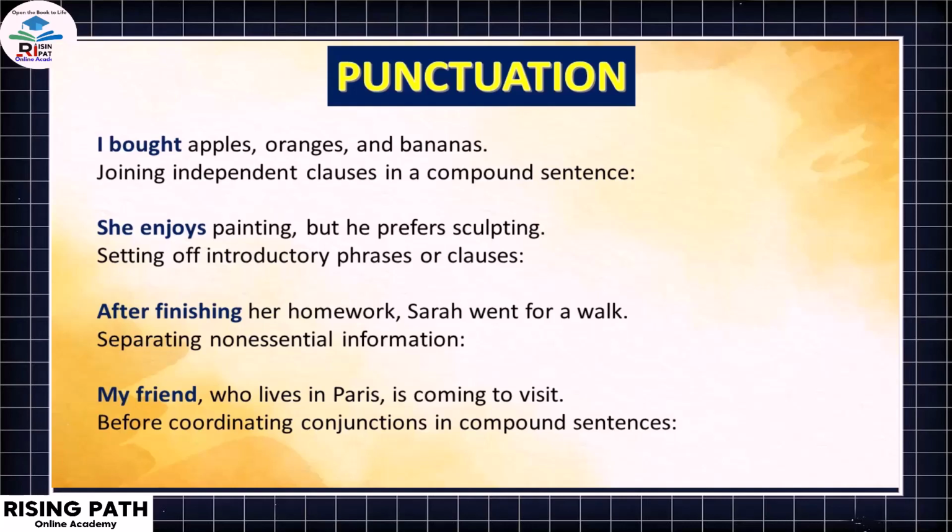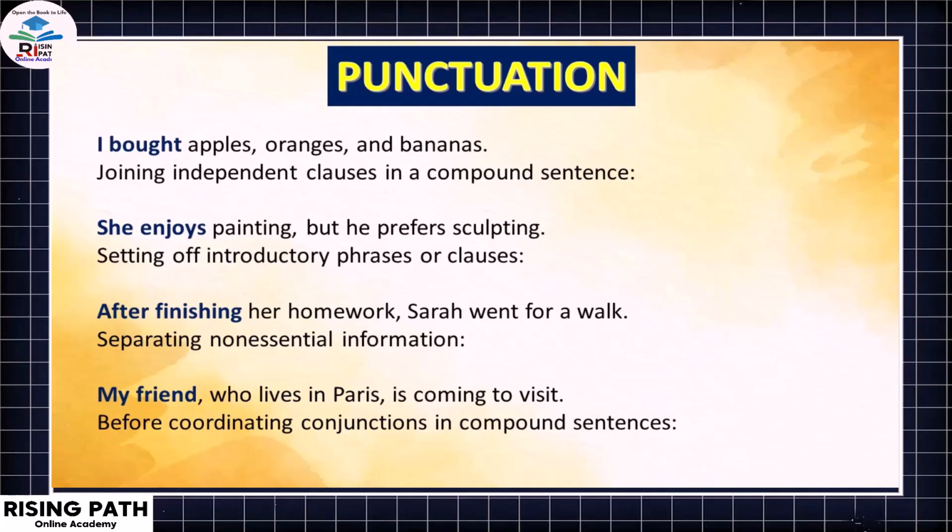Number 2, we have joining independent clauses in a compound sentence. As we all know, a compound sentence has 2 independent clauses, and before the coordinating conjunction we have the comma. For example, she enjoys painting, but he prefers sculpting. Then number 3, setting off introductory phrases or clauses. After finishing her homework, Sarah went for a walk. Sarah, S is capital after the comma because it is a proper noun.